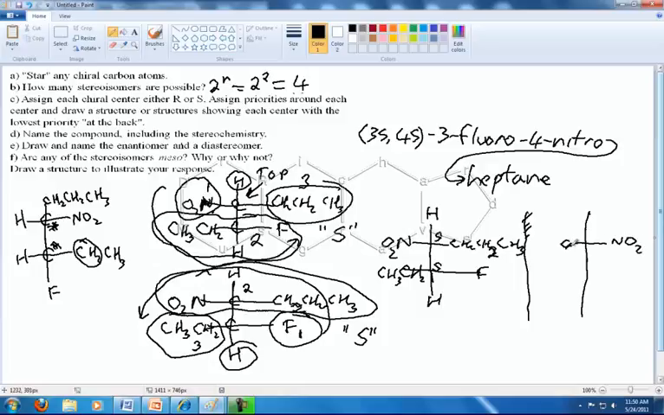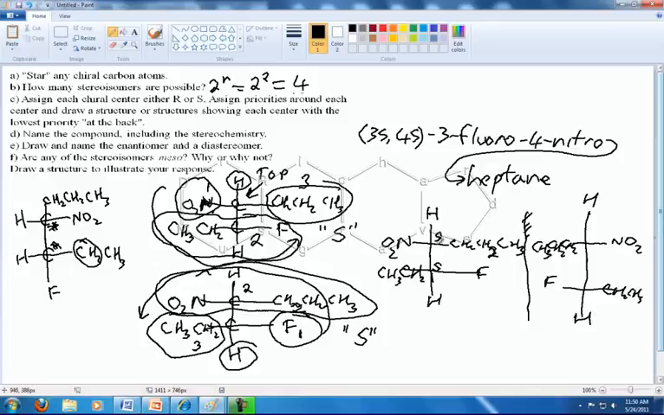The CH2, CH2, CH3 will be here. The F will be here. The CH2, CH3 will be over here. And the H will be down here, and the H will be up here.